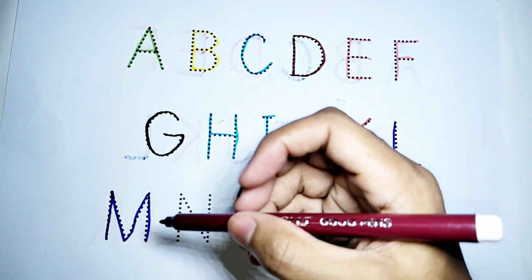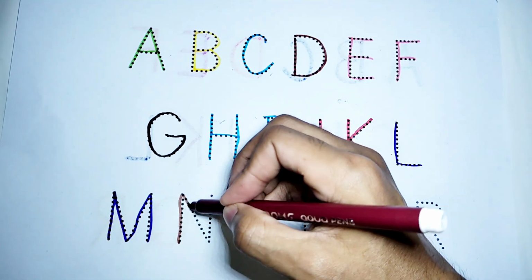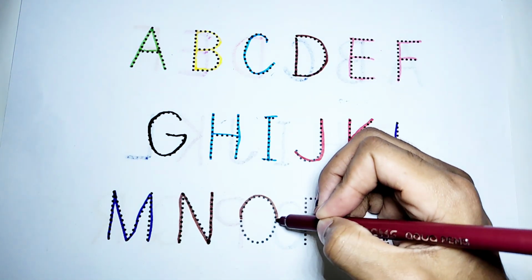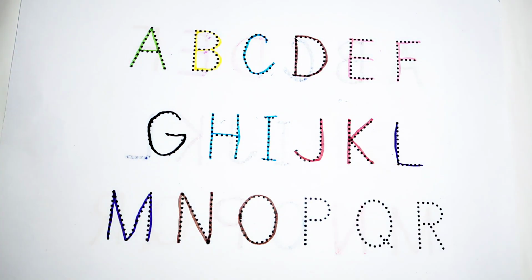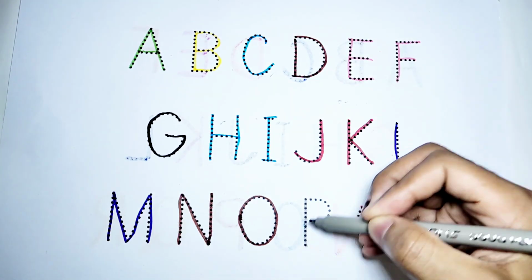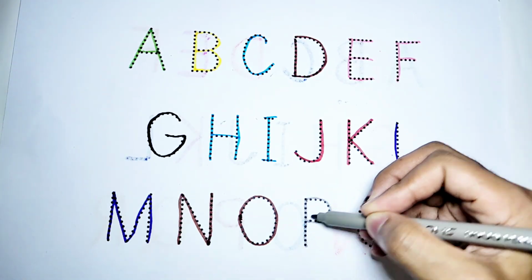Now we are using the color of brown. N for nose and for nest. And the next one is O. O for orange. Now we are using the color of silver and draw the alphabet of P.